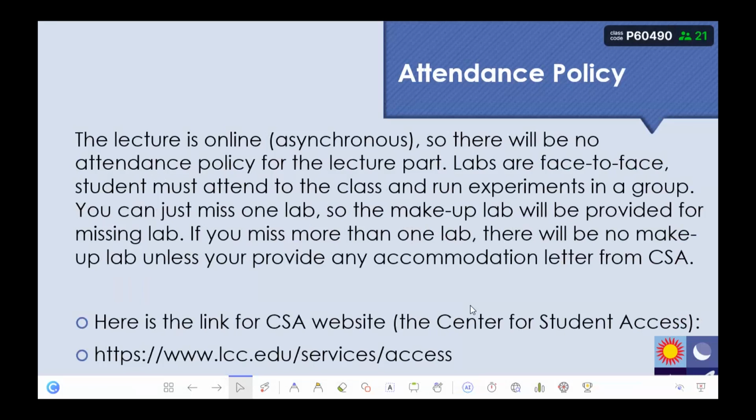Just make sure, manage your time, and reach out to me if an emergency situation happens. If you need accommodation for an emergency situation, you can go to this website and talk with them. They will give you accommodation and then we can talk more about how I can acknowledge that accommodation for this class.